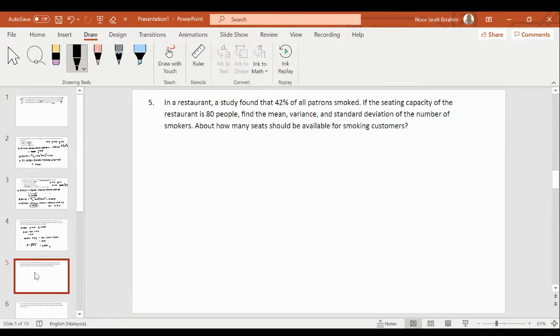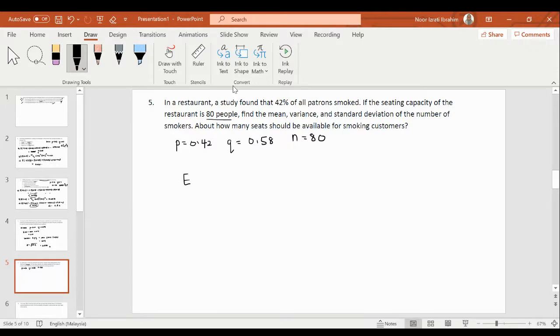Number 5, we still want to find the mean, variance and standard deviation for a binomial distribution case. In a restaurant, a study found that 42% of all patrons smoke. If the seating capacity of the restaurant is 80 people, find the mean, variance and standard deviation of the number of smokers, and how many seats should be available for smoking customers. So p is 0.42, q is 0.58, and the capacity of the restaurant is 80.